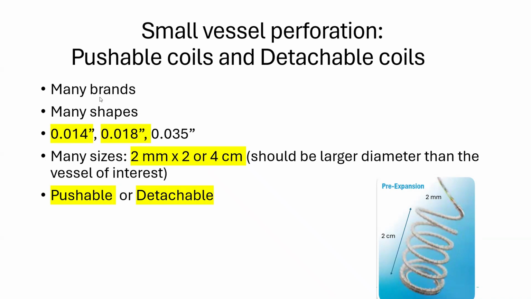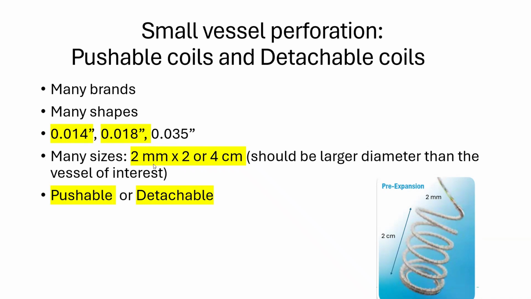And coils can be confusing because there are many brands, many shapes, but what you need to remember is to pick coils that are 0.014 inch or 0.018 inch compatible, not the 0.035 inch coils, which tend to be large and which are used for peripheral vascular interventions.